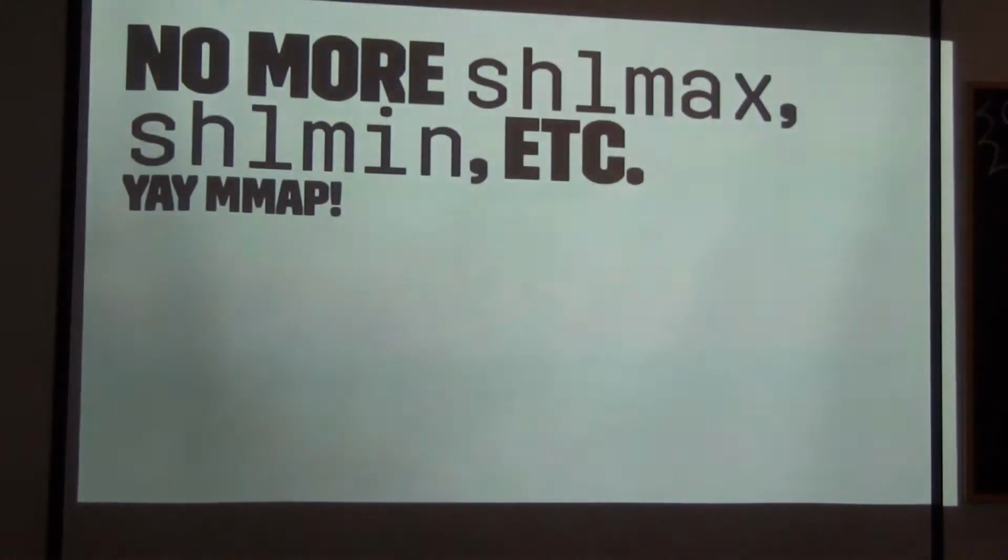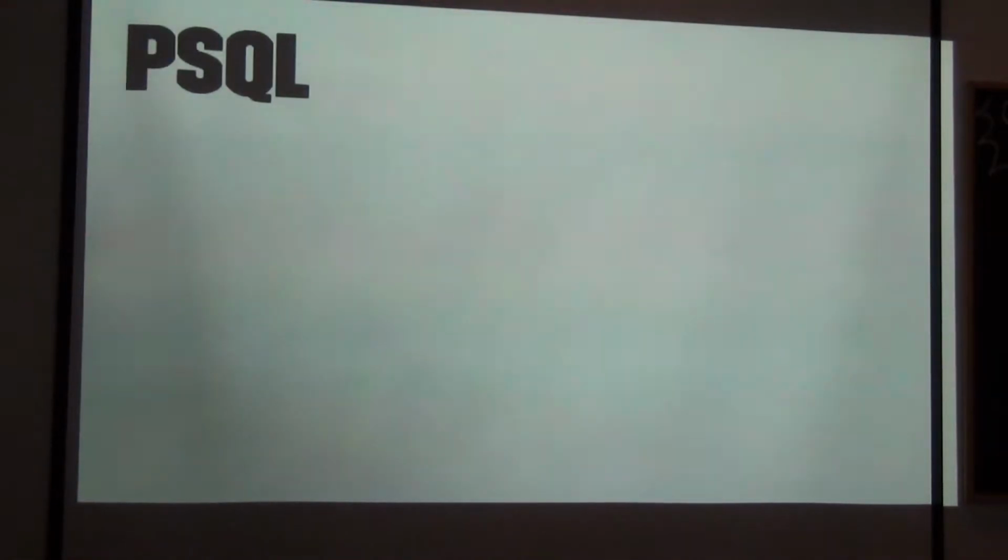Anyone who has ever used Postgres in the past has probably had to deal with these things called SHMMAX and SHMMIN, because otherwise Postgres wouldn't run. In 9.3, those are gone, and you can now just use Postgres without modifying your kernel parameters, which is a very important feature for me because I always hated that.